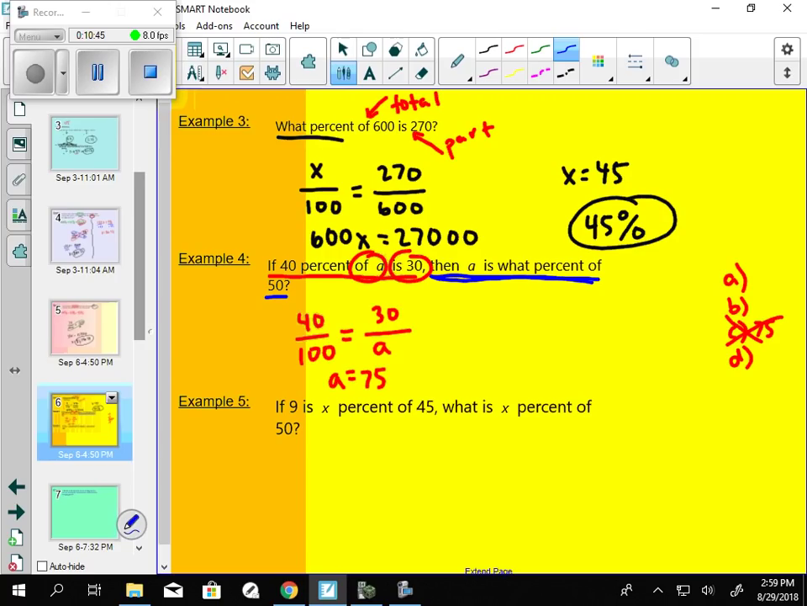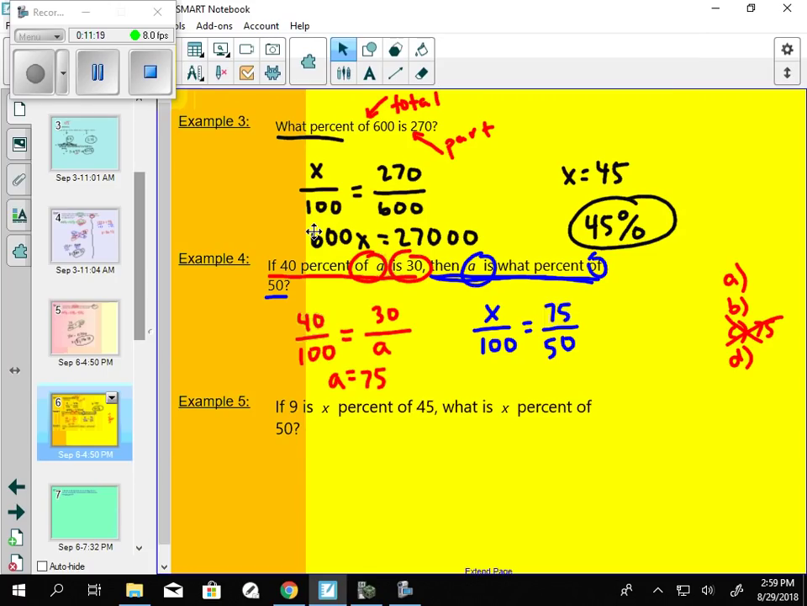Then A is what percent of 50? So again, what percent, what out of 100, because we're trying to find what percent. A is our part here. We know A is 75, of indicating our total. Our total we want is on the bottom, 50. So we want to cross multiply and figure out what percent this gives us. If you notice here, 75 is bigger than 50, so our percentage should end up being bigger than 100 on this problem.